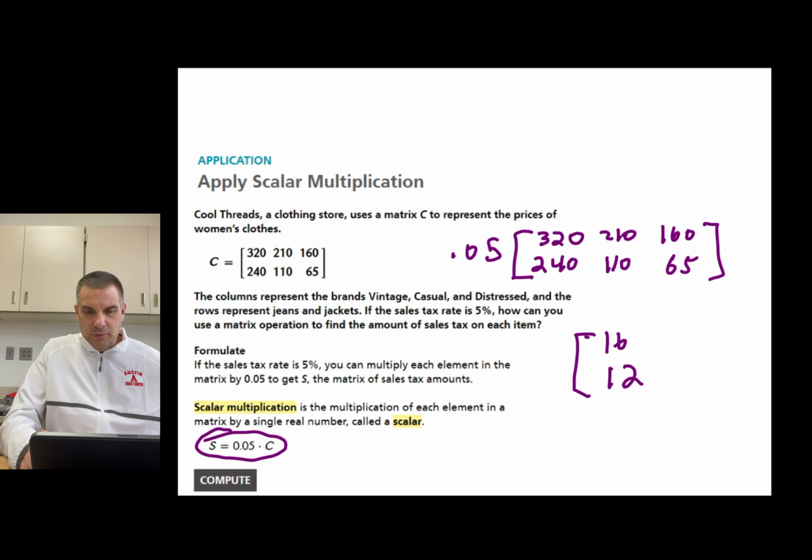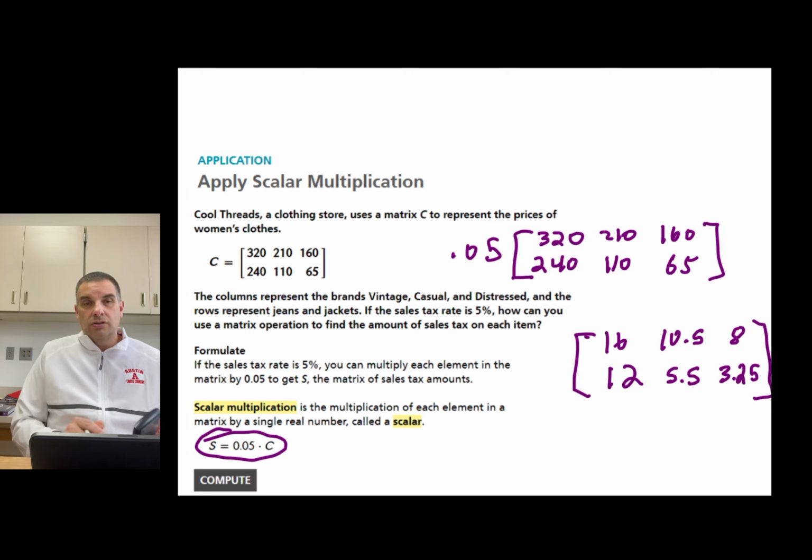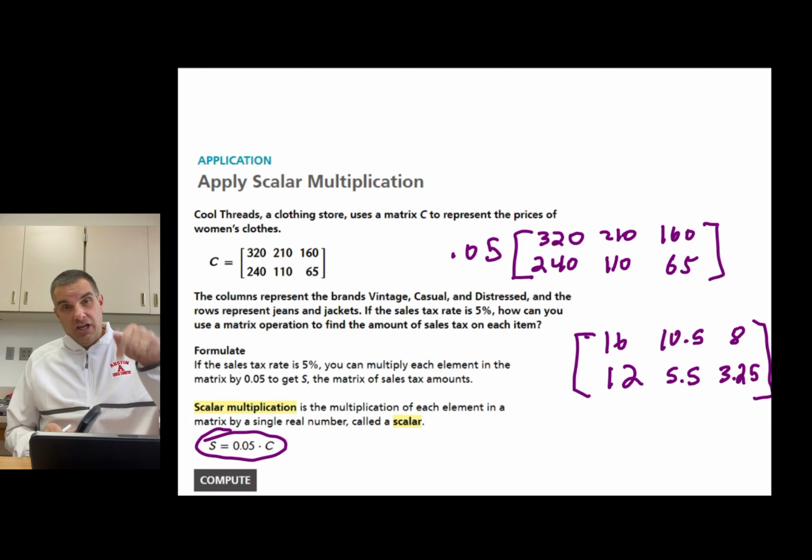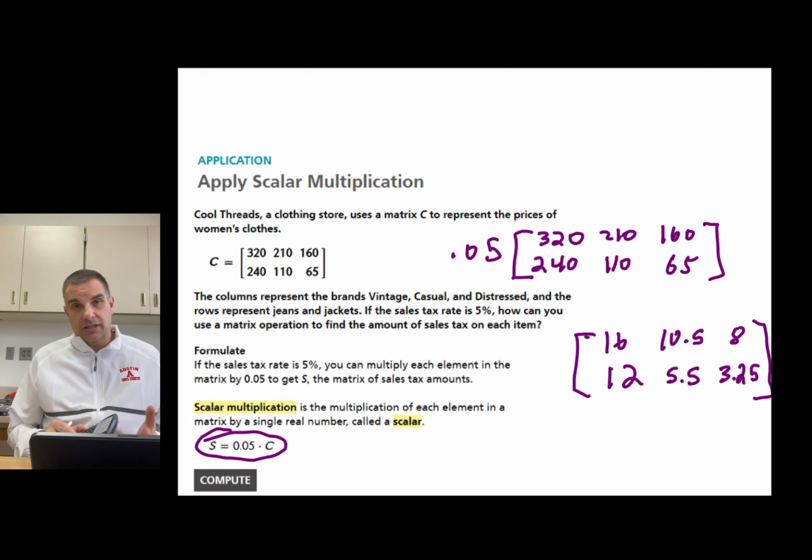160 is 8. And 65 is 3.25. And that's scalar multiplication. So you're multiplying a scalar, a single number, times each element in the matrix to create a new matrix. Essentially, that's what the sales tax would be for each of those items.